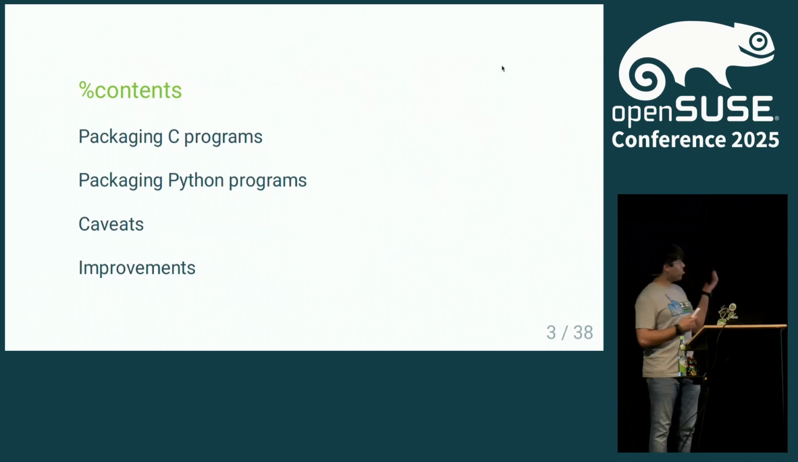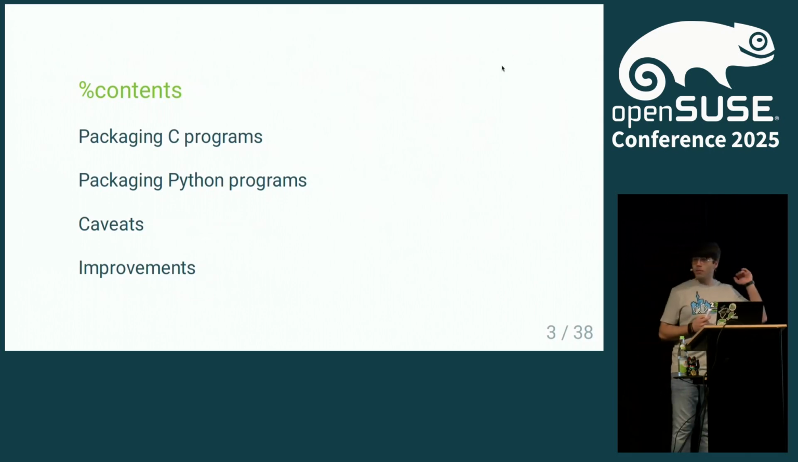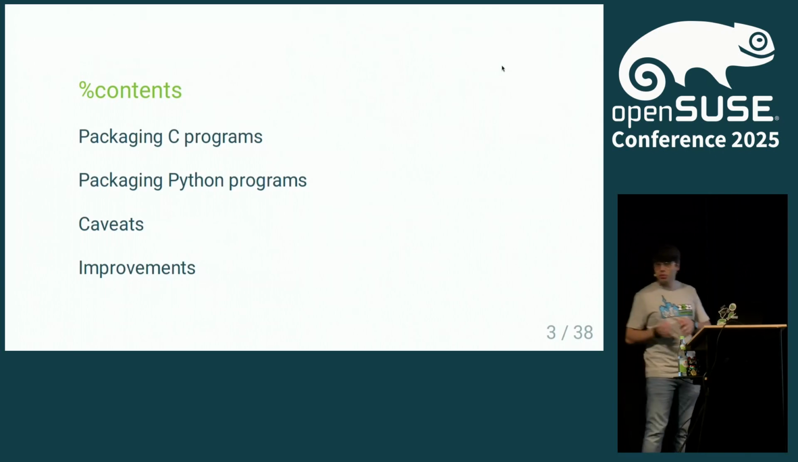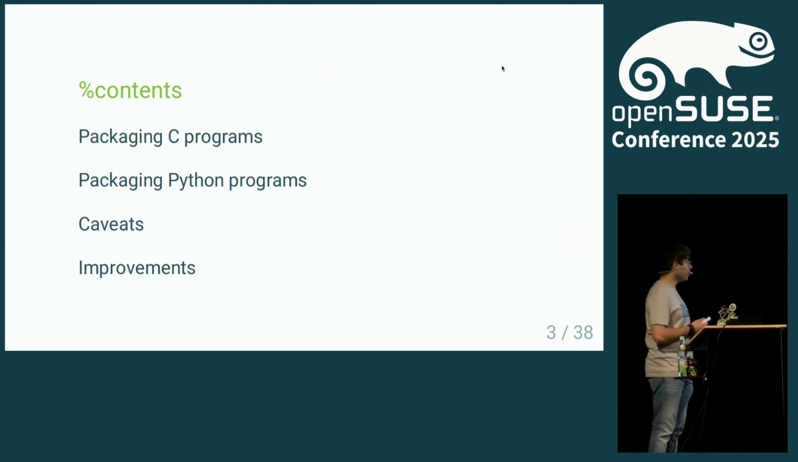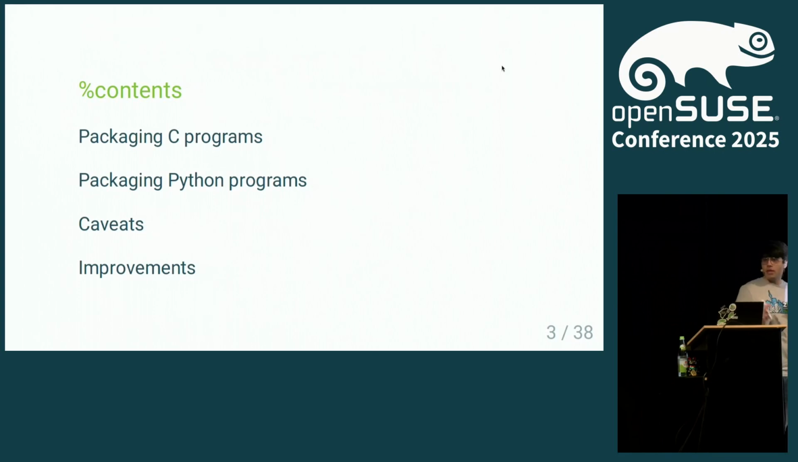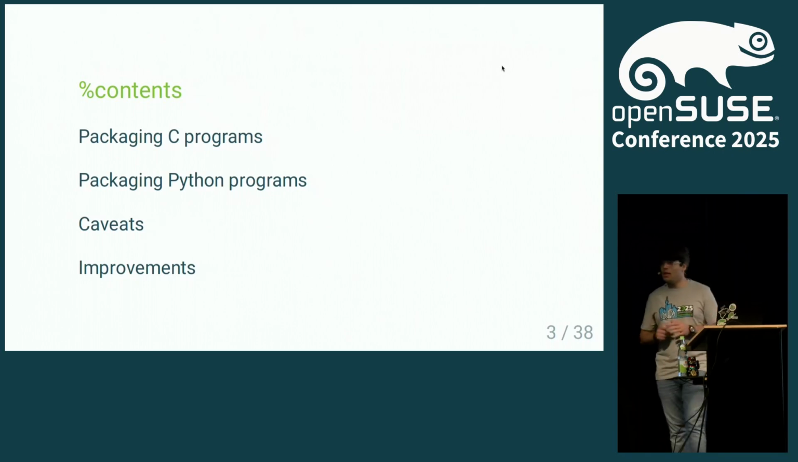First of all, we are going to see how packaging as a program works in openSUSE, and then a couple of other distributions. We are going to do the same for Python. We are going to see a couple of caveats that we can find in the various approaches, and then we can see a couple of improvements that could be done too.